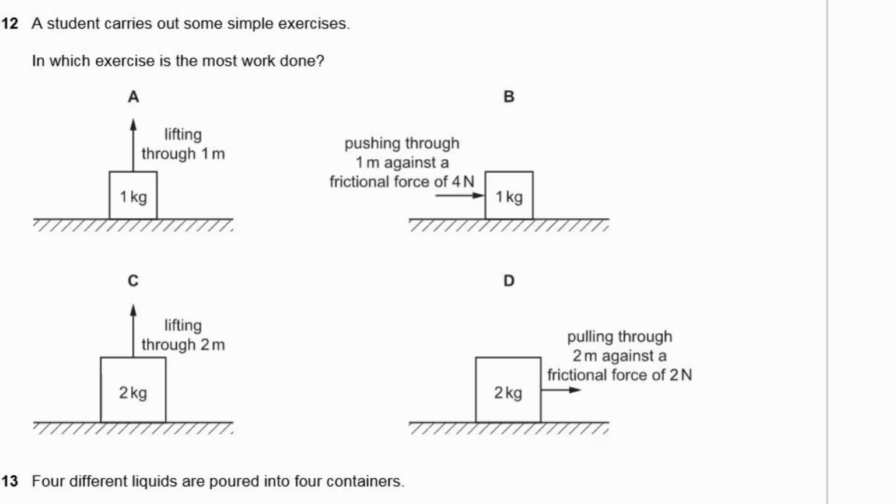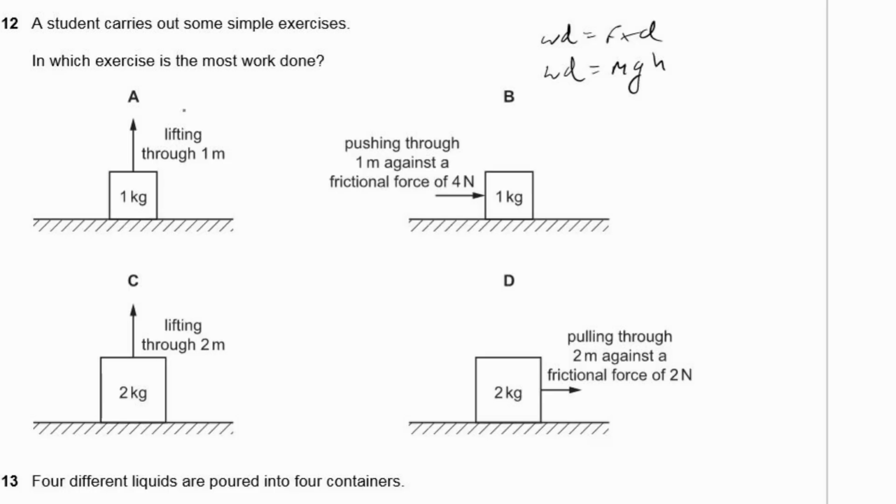12. A student carries out some simple exercises. In which exercise is the most work done? Okay, well, work done is force times distance. And if you're lifting something up, the work done is mass times gravity times height, because mass times gravity is the weight, which is the force, so it's still force times distance.